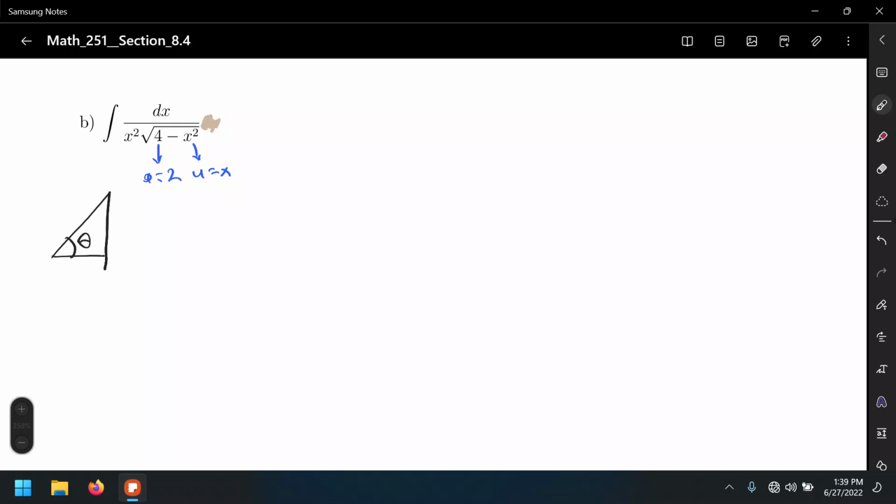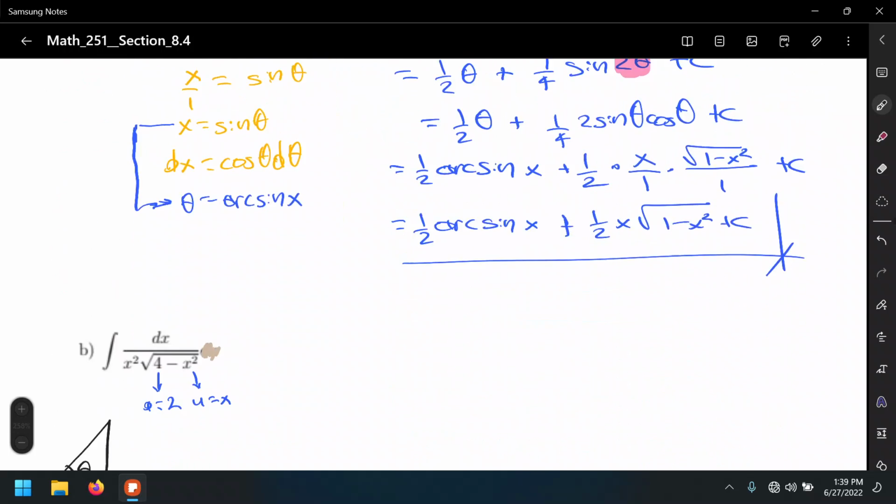Number one, what does that 2 represent? Will that 2 represent the hypotenuse or will that 2 represent one of the sides? It's the hypotenuse, because whenever we have the difference of squares, the positive term represents the hypotenuse, so that's going to be our 2.